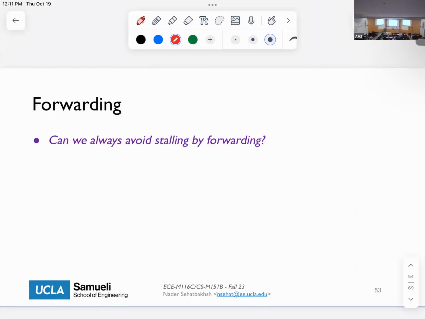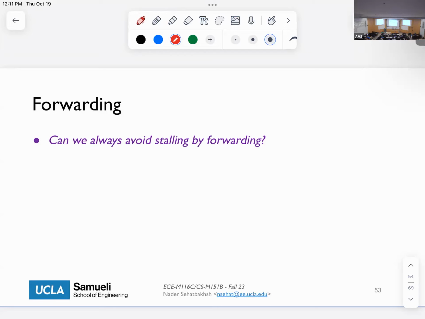So before actually showing you how we do this, I also want to point out that there's also this question of, is this going to fix all of our problems? Is it guaranteed that if you forward from the output of ALU back to the ALU, or from the memory to the ALU, it is everything that we want? And the answer to that is unfortunately no, because of the load instructions.